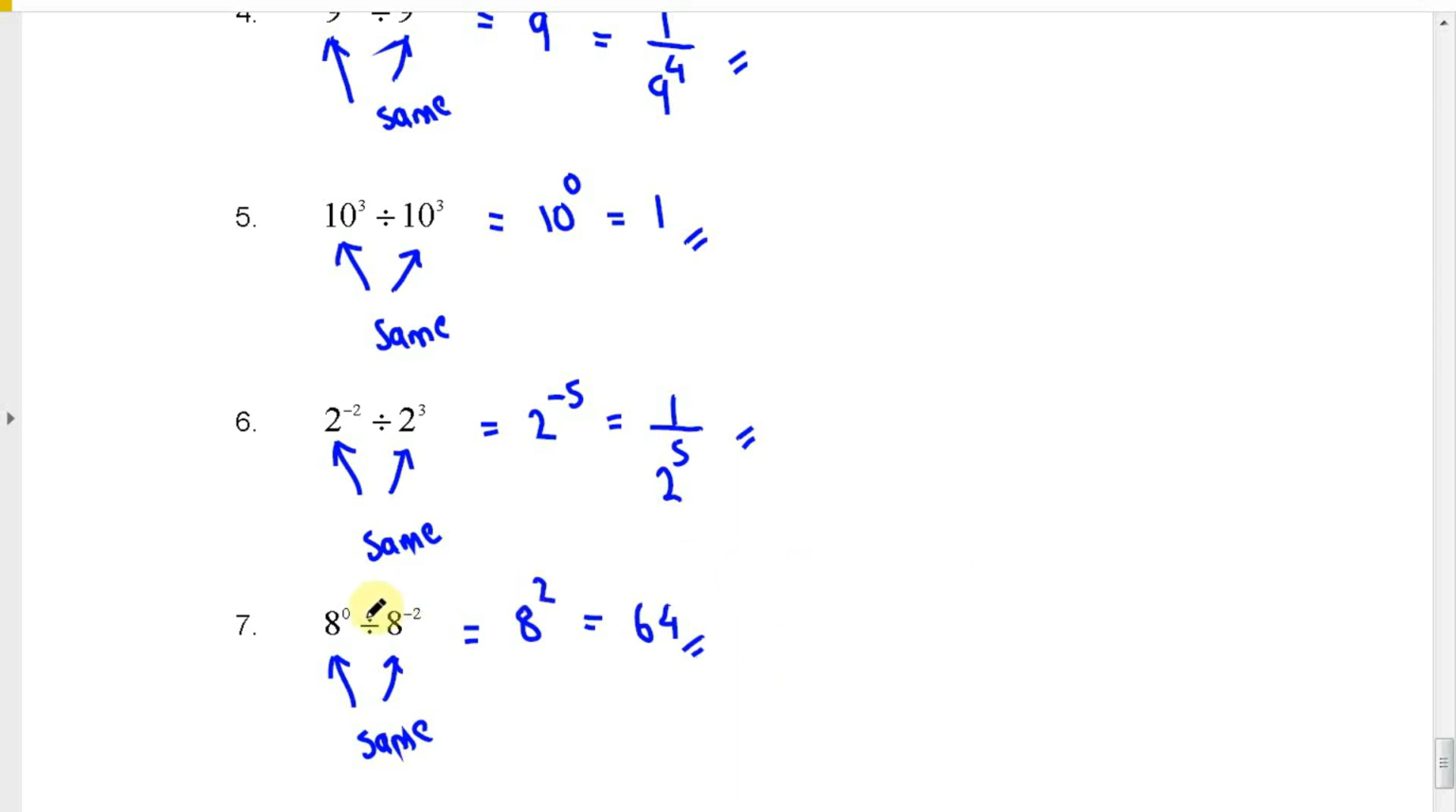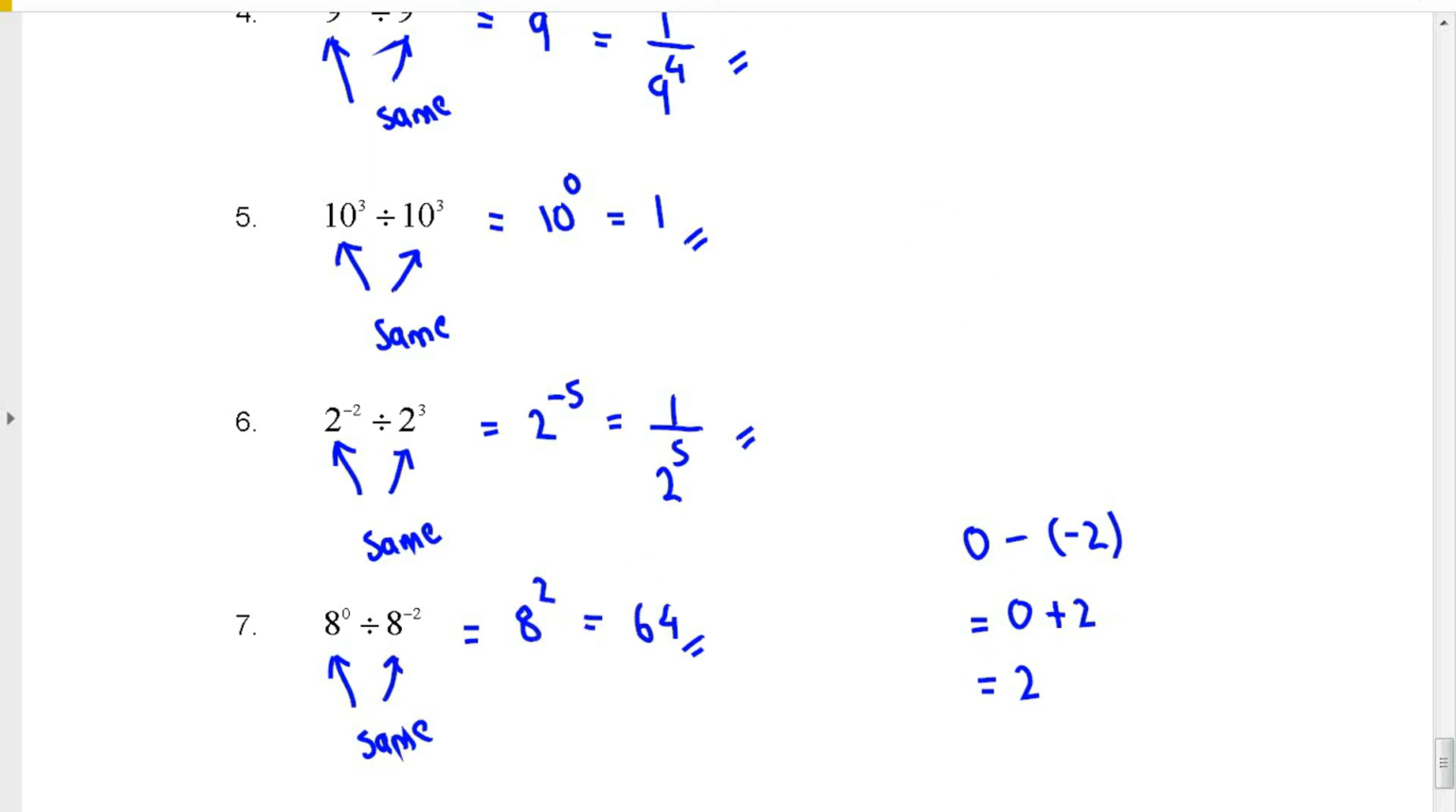Okay, so with this one, we have 0 minus, and we're having a minus 2. So 0 minus minus 2. Minus and a minus is a plus. So we're going to have 0 plus 2. And 0 plus 2 is this 2 here.